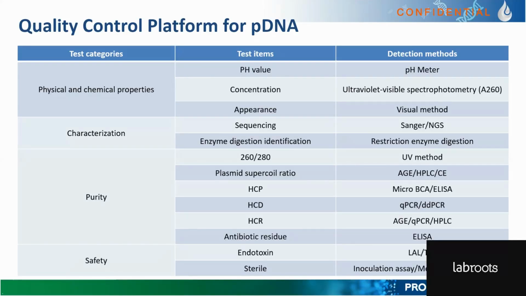To ensure the quality of the plasmid, a bunch of testing is also performed in 4 different categories, including physical and chemistry property, characterization, purity, and safety. Those different methods are available in-house for us to verify the product quality to ensure the plasmid is safe and stable.